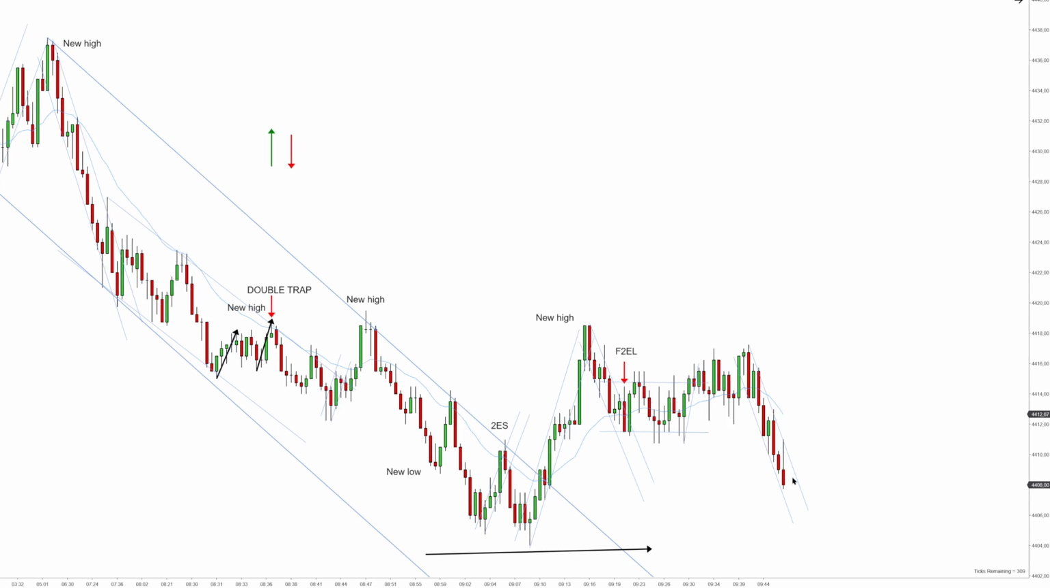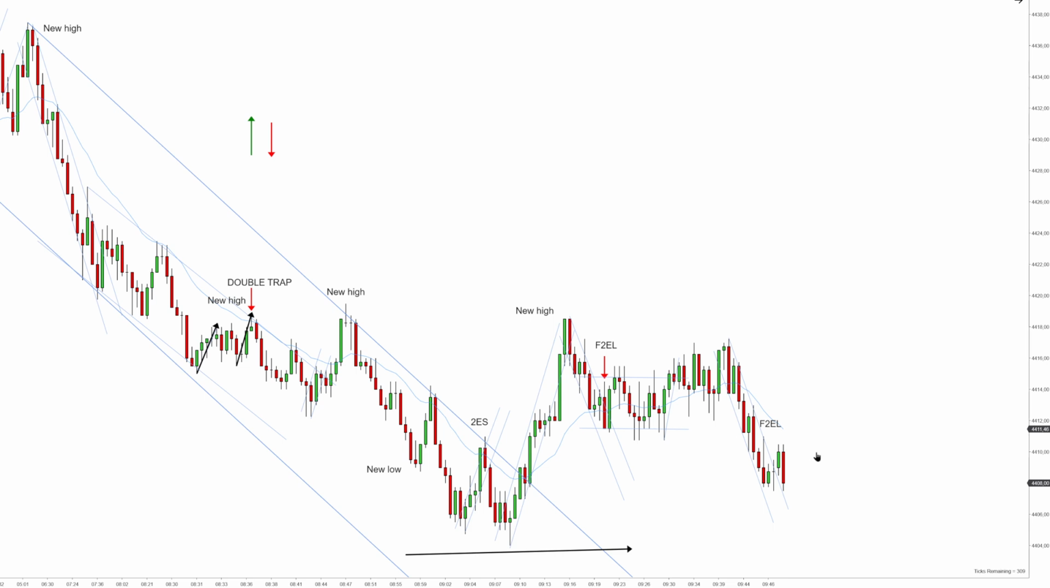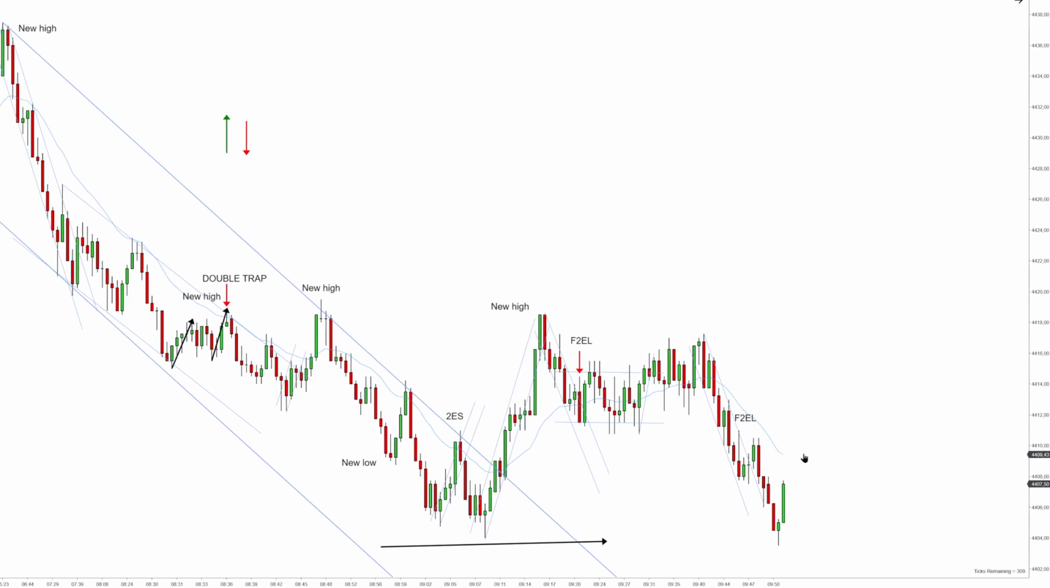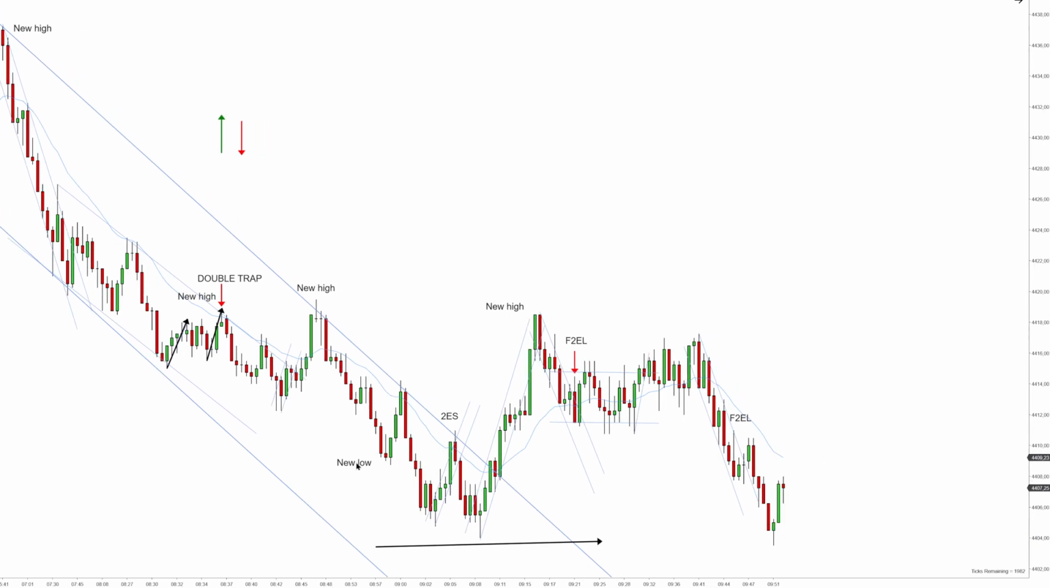By the time I get a failed second entry long, is this far down, far from the EMA? No way I can take it. I'm just marking it for you to recognize the failed second entry long, but this is no way a good setup. So far from the EMA, you can't take it. Even though it worked here, next time it may fail, and price has created the new low.